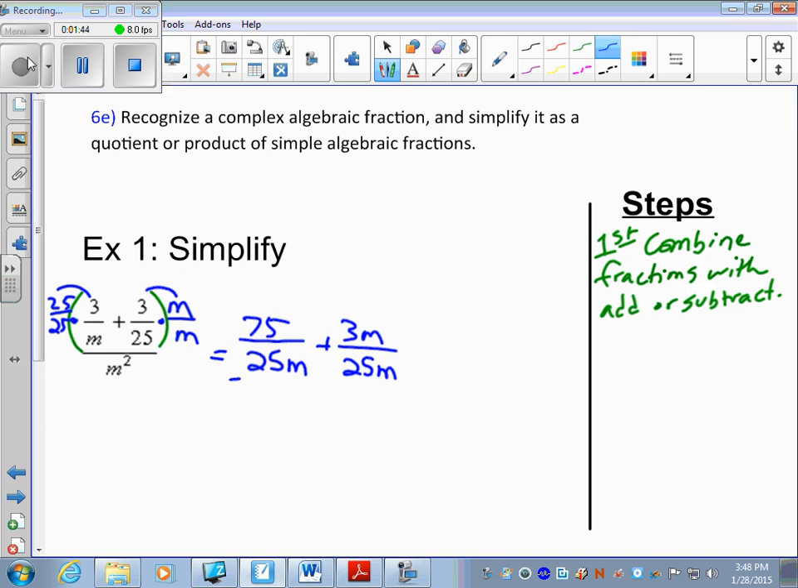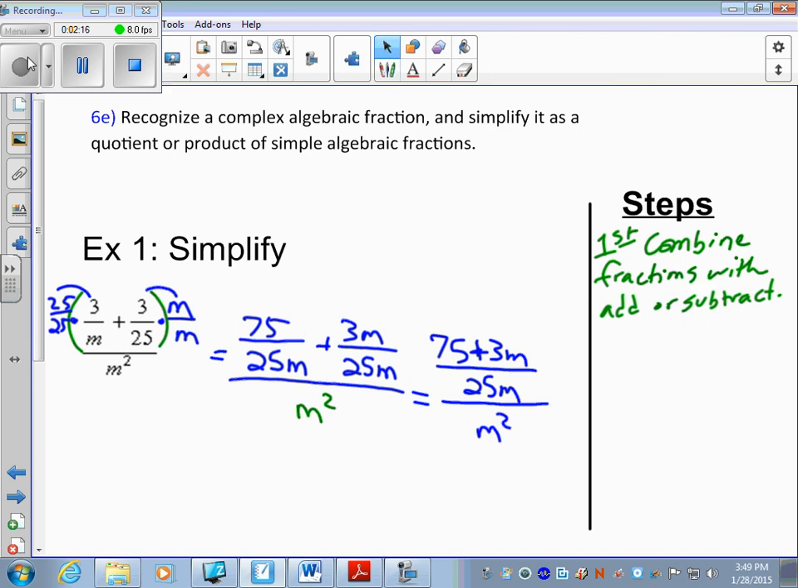It's still all over m squared, but I'm not really worried about the m squared right now. I'm combining the numerator into one fraction. Right now we have like denominators in the numerator, so we just combine: 75 plus 3m, not like terms, so we just write 75 plus 3m over 25m, divided by m squared.